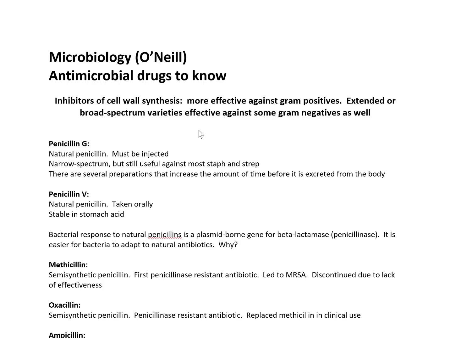Penicillin was the first antibiotic. The sulfa drugs had already been around. Penicillin was discovered in the late 20s, and the sulfa drugs have been around since the early 30s. But penicillin was the first actual antibiotic. You'll notice here that I have penicillin G and penicillin V.